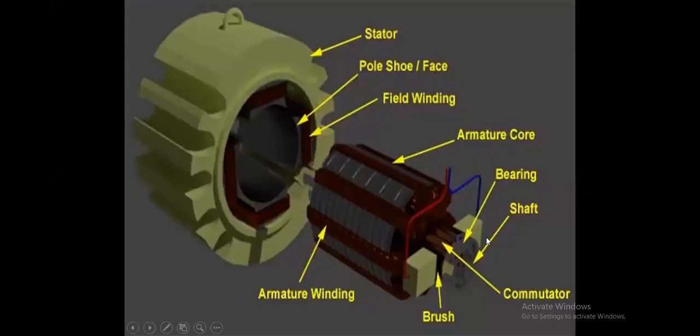Now moving towards the next aspect of the DC motor. This is another construction aspect of the DC motor. As you can see here, this is the stator. In DC we call it the field.